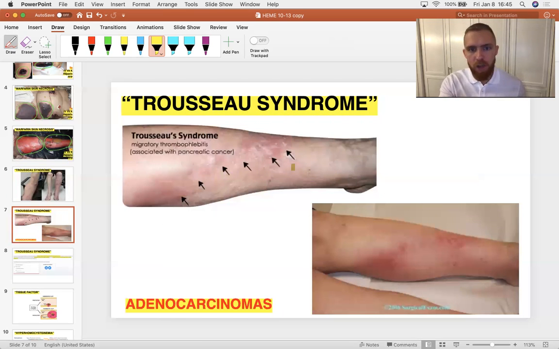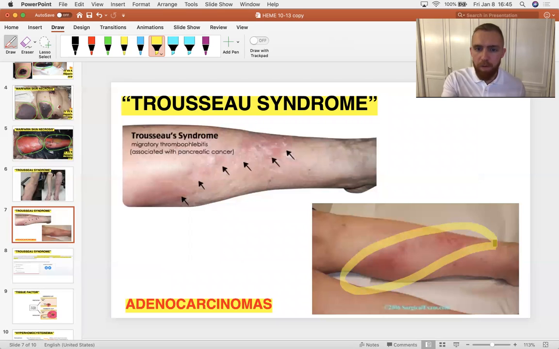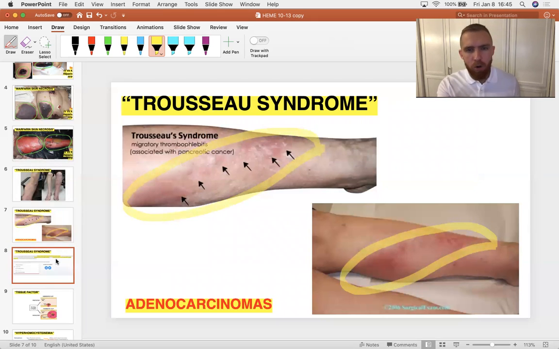A couple other pictures of it. Notice that kind of like sporothrix, it's just tracing the distribution of a vein up the leg. And again, this is following adenocarcinomas.